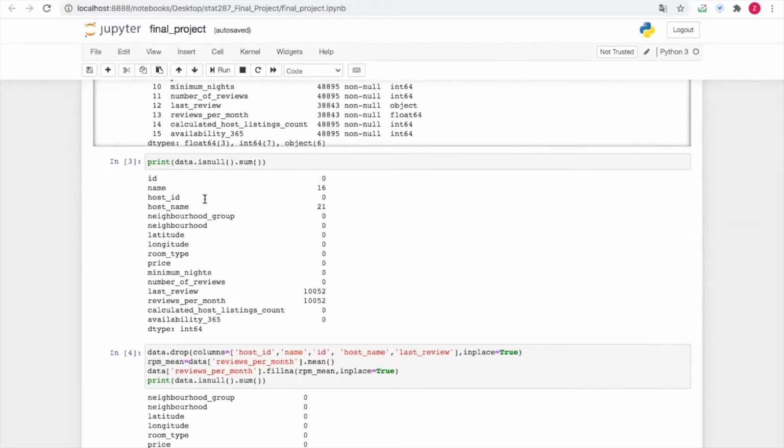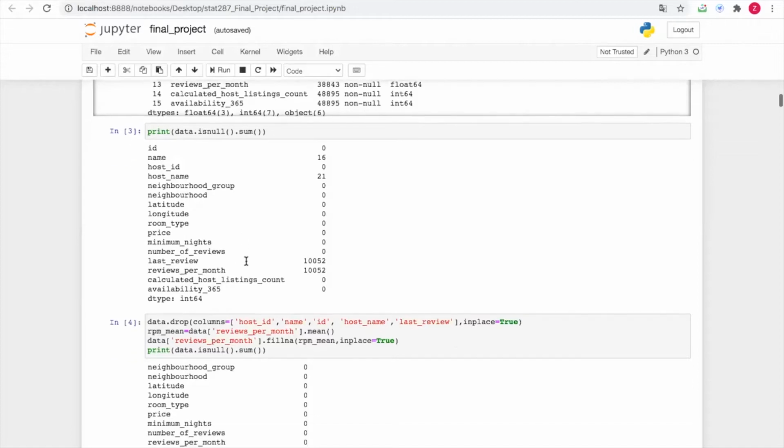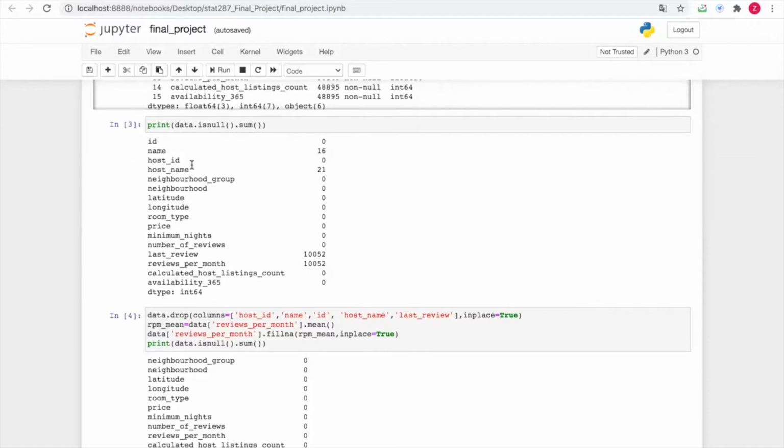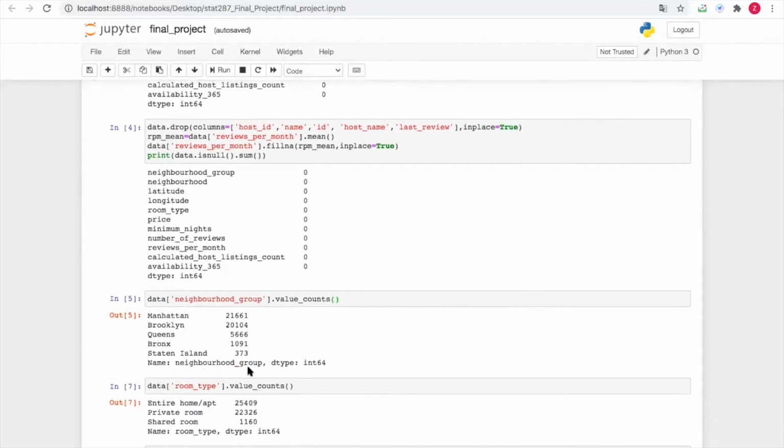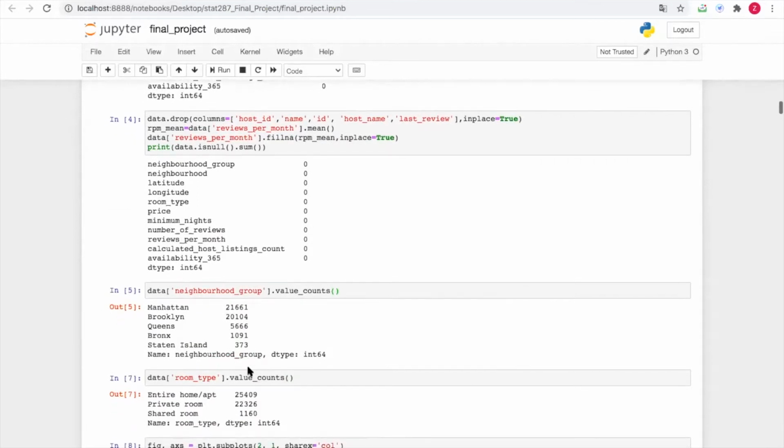From this result we know that name, host name, last review, and reviews per month have null values. Since those values, including host ID, are not useful for us to predict, we decide to drop them. Also, we want to explore more variables.